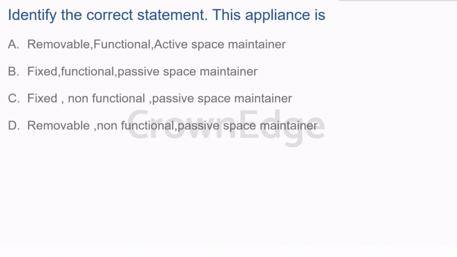A transpalatal arch is not a removable appliance. So option A is removed. Transpalatal arch is fixed. It's not a functional one, it's a non-functional one, since no teeth are being replaced for functional purpose. And it is a passive space maintainer. It does not cause active movement of teeth over there. So option C is the right answer. Most of you have given the right answer in the comment section as well. Good going. So just have these specific things in mind, like I told you, before you move on to your questions also.